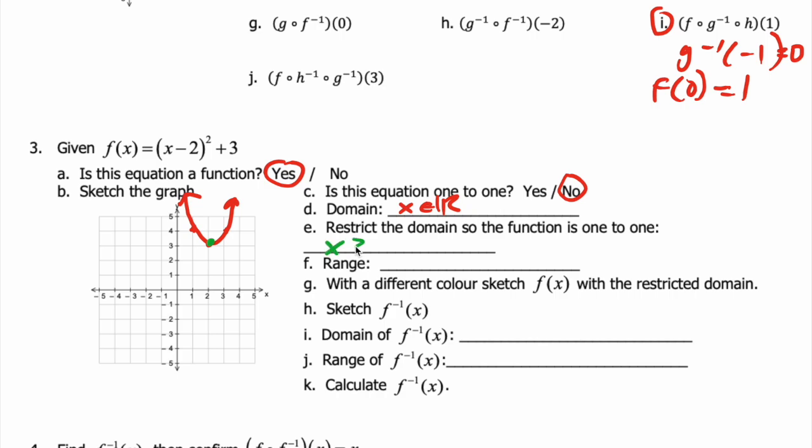X is greater or equal to 2, or you could do x is less than or equal to negative 2 if you want. The range of this restricted, or the entire function, whether it's restricted or not, is y is greater or equal to 3.